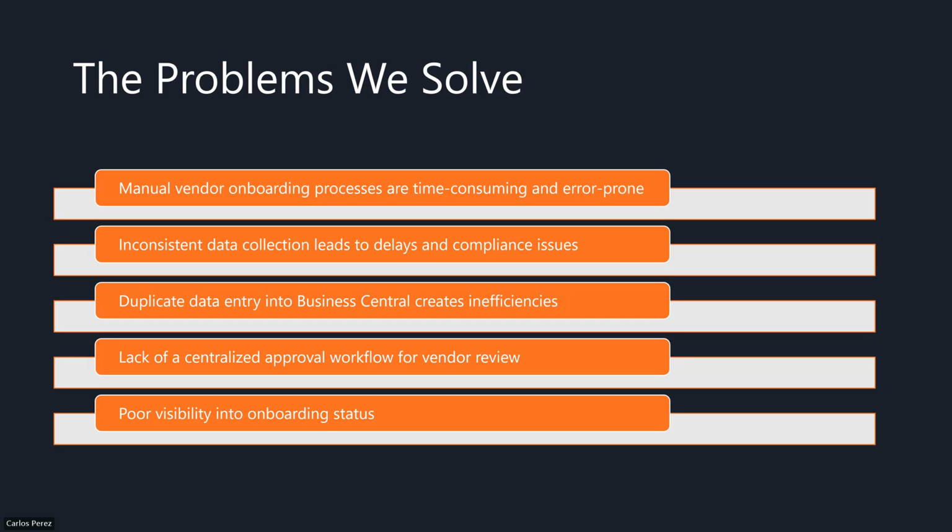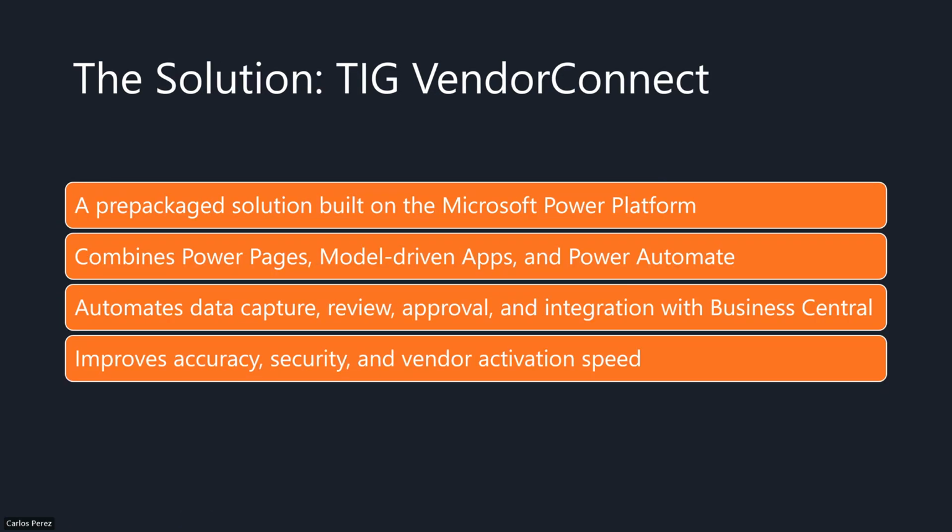We get that a lot as we implement ERP, Business Central specifically, and at a later time they want to focus on improving that. Sometimes it's not too late, but sometimes it becomes late because you do have a lot of cleanup to do. When you have multiple records, you have inconsistency of forecasting, and procurement and things like that can get pretty inconsistent. So that's the problem this TIG Vendor Connect is solving. So we'll be talking about that.